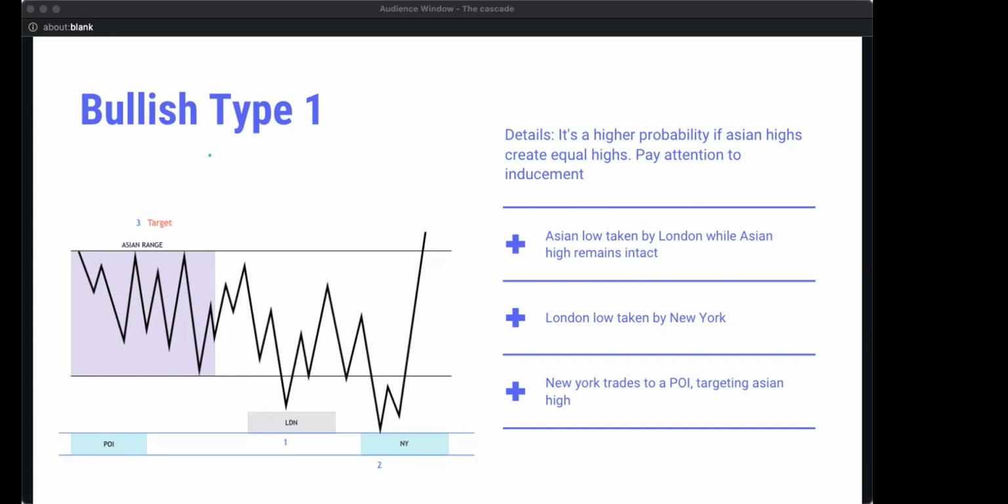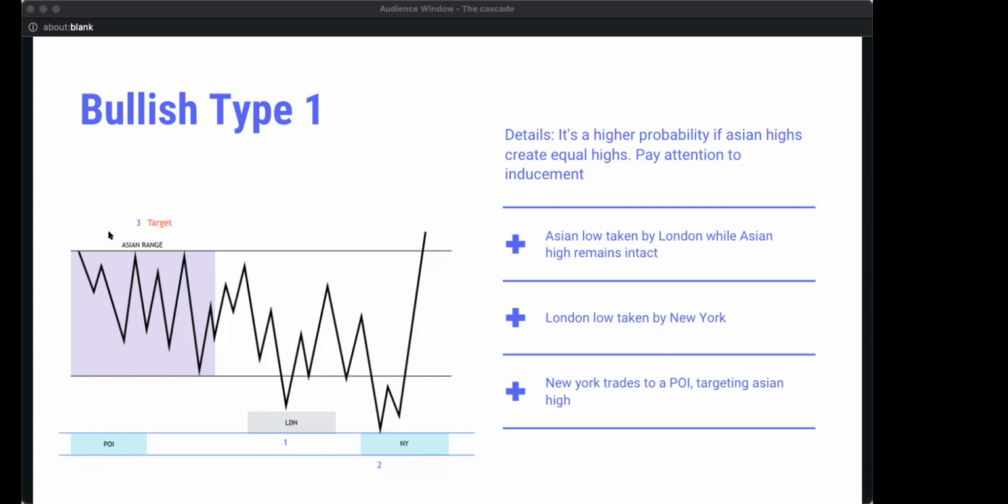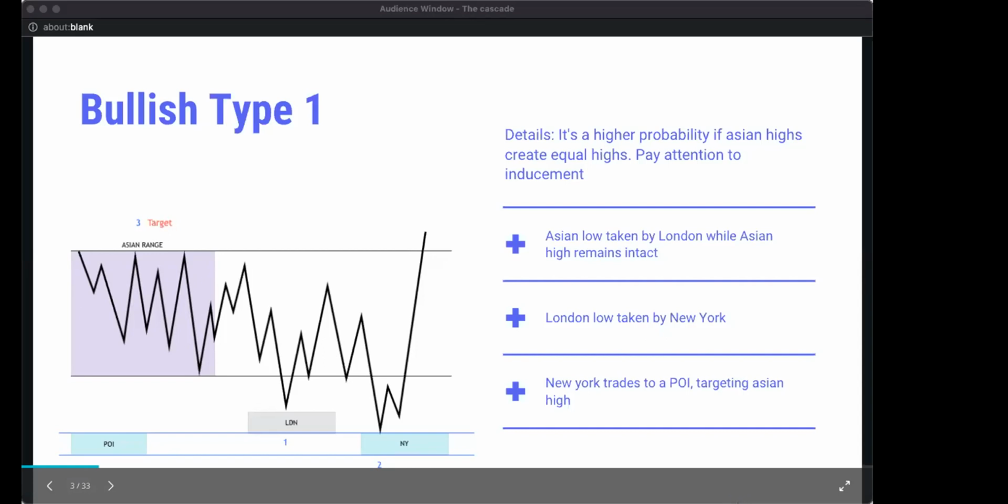All right, let's continue. So here we have the bullish type 1 cascade. It's basically a stop hunt of all these session lows into a POI during New York, and you're going to be targeting the Asian highs. Okay? So if we look at the details here, it's higher probability if Asian highs create equal highs. Pay attention to the inducements. If we're targeting the Asian highs, we need these to stay intact. Each high needs to stay intact for that New York session. Okay, that will make it a higher probability because, let me use my annotations.